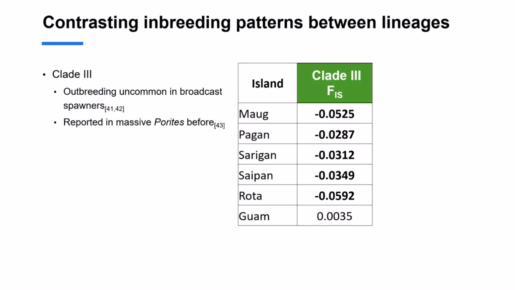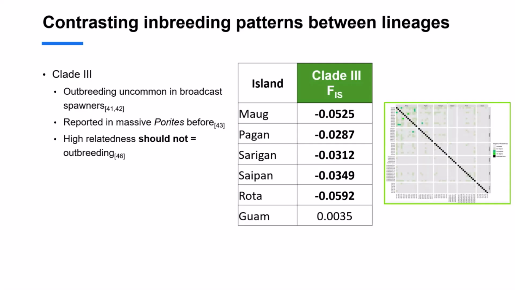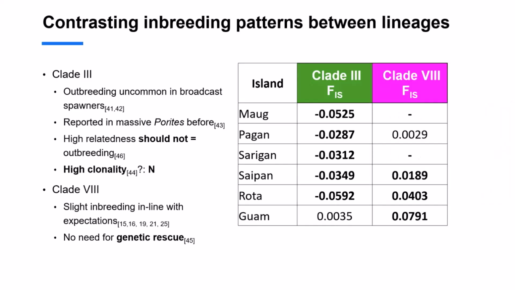Additionally, the contrasting inbreeding patterns between lineages are of note. Outbreeding that's occurring in clade 3 is pretty uncommon in broadcast spawning invertebrates. It's very rarely reported and is thus pretty poorly studied. It has been observed in massive Porites before with a negative FIS value, but that result kind of went unexplained in that paper. Additionally, the high degrees of relatedness that we're observing in clade 3 should not beget outbreeding. If anything, they should indicate that populations are more inbred. So the difference between these two is a bit surprising.